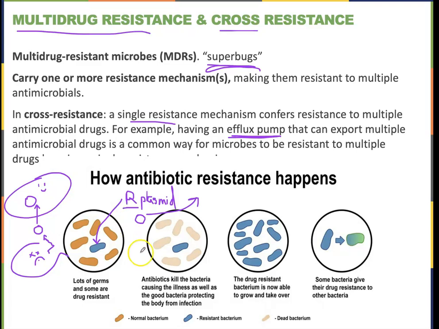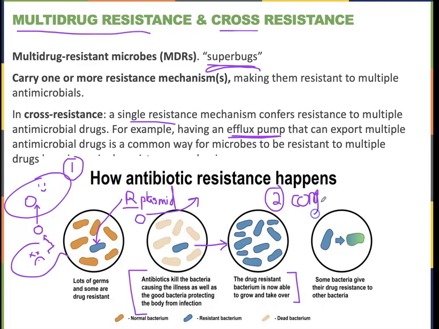R stands for resistance. When you take antibiotics, right, the antibiotic kills bacteria causing illness as well as the good bacteria protecting the body from infection. Now we have the drug-resistant strain able to overgrow because the competition's gone, and now we have a drug-resistant bacteria. And then here is where this transformation can happen. Some bacteria can actually give their drug resistance to other bacteria. There's another way. Okay, so transformation is one way that we can have this horizontal transfer of genetic material. The other way, remember, was called conjugation. So I'm going to put 2. And this was again mentioned in the genetics chapter. Conjugation.